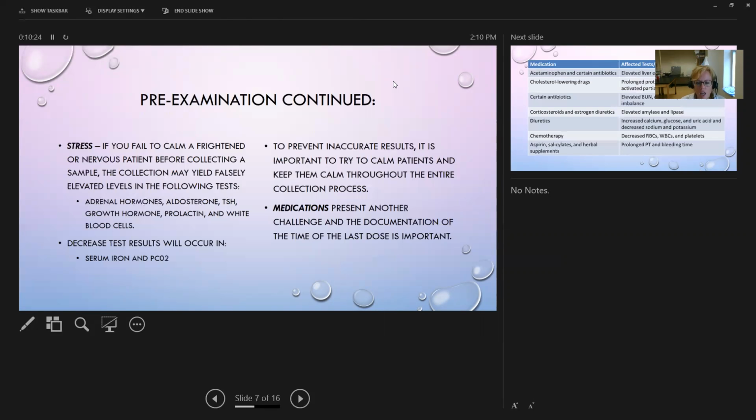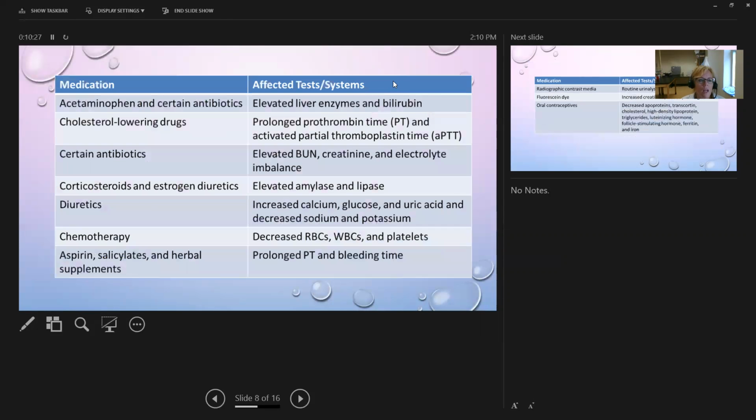Medications, again, require documentation of the last dose. Here's a chart that talks about a medication and the tests or systems that it can affect. It's important to remember that acetaminophen, also called Tylenol, is metabolized through the liver. So overdoses of Tylenol will cause increased liver enzymes.